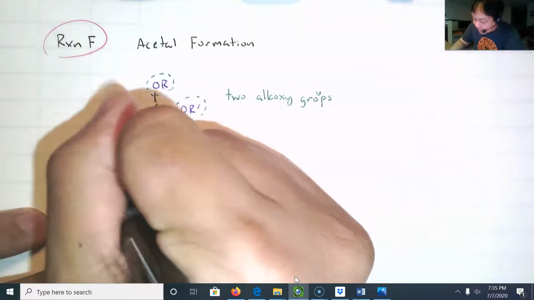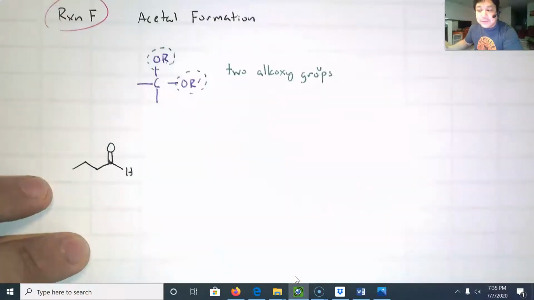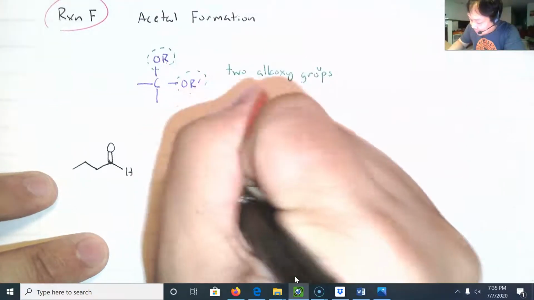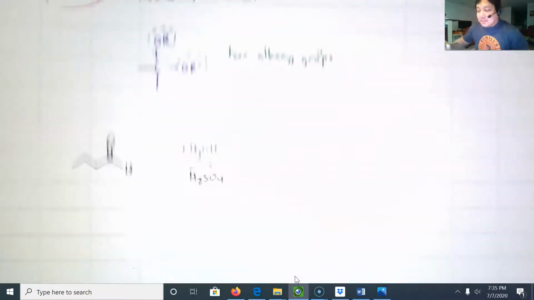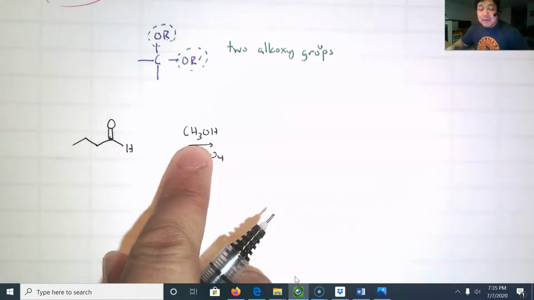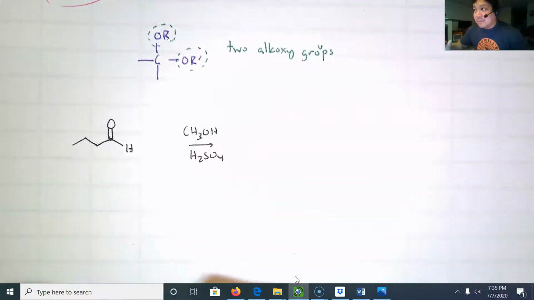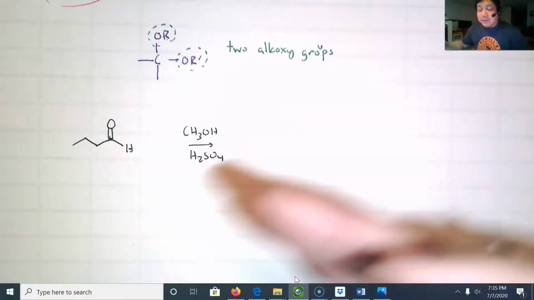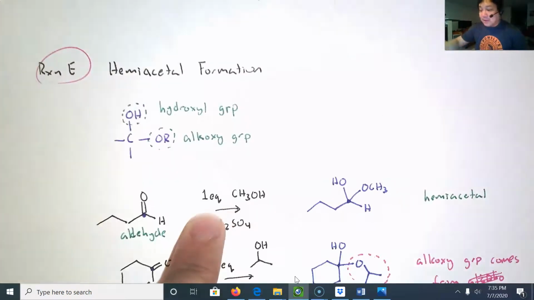Let's take the aldehyde that we saw in the previous example. And instead of saying one equivalent of methanol, we're going to say just methanol in sulfuric acid. Okay. For my class, I want students to assume that you have excess reagent to do the reaction as many times as possible. And if I do want you to only react it once, I will put one equivalent over here.